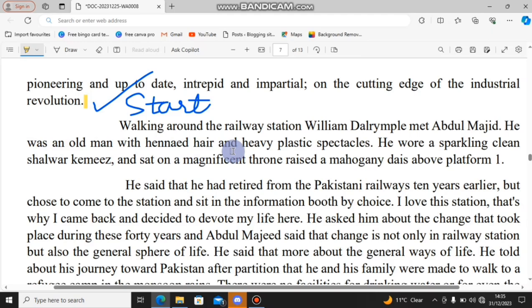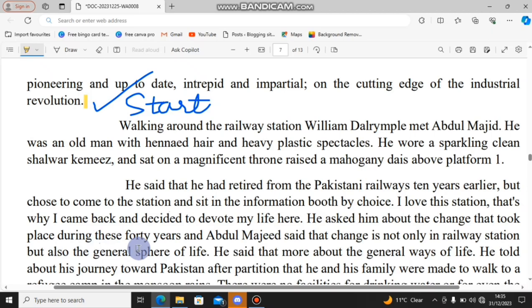He said that he had retired from the Pakistani railways 10 years earlier, but chose to come to the station and sit in the information booth by choice. I love this station, that's why I came back and decided to devote my life here. He asked him about the change that took place during these 40 years, and Abdul Majid said that change is not only in the railway station but also in the general sphere of life. He said more about the general ways of life.